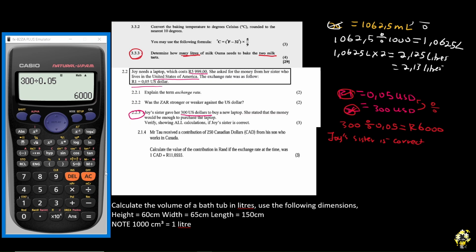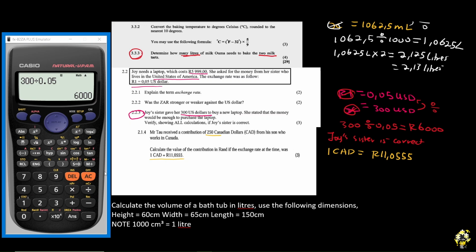Now let's move to the bottom one. Let's have a different color for this one. Mr. Tau received a contribution of 250 Canadian dollars from his son who works in Canada. Calculate the value of the contribution in rand if the exchange rate at the time was. So again, they gave us a conversion factor. That's where we always have to start. It says that 1 CAD is equal to 11.0555 rands.